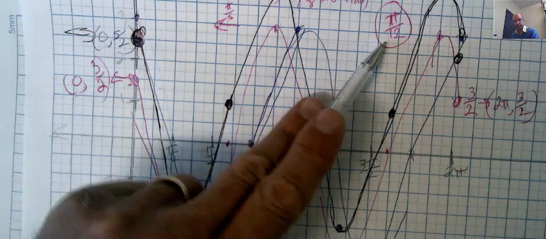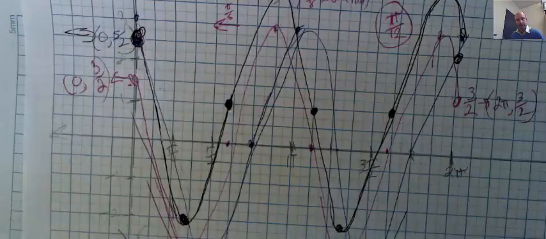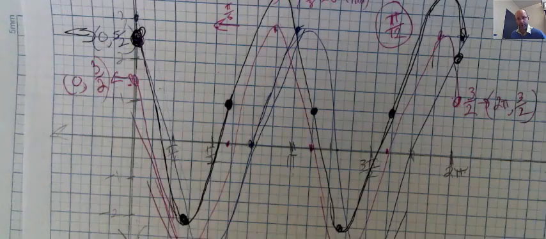Okay, probably the big mistake I made was I should have used pi on 12 there for my x-axis, but apart from that we have a graph by hand.